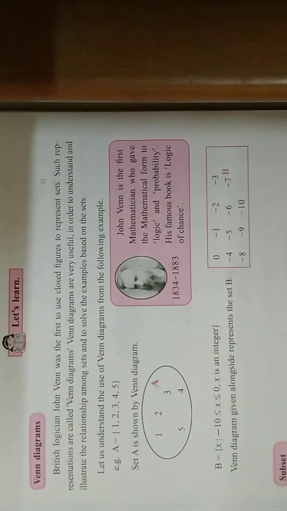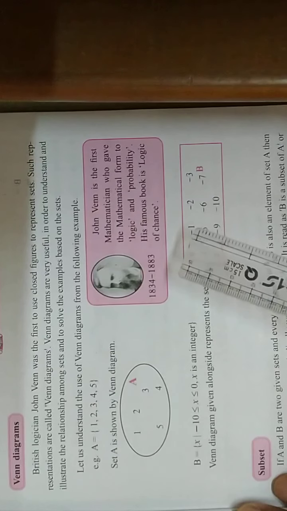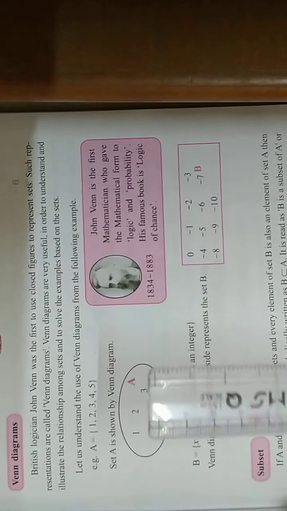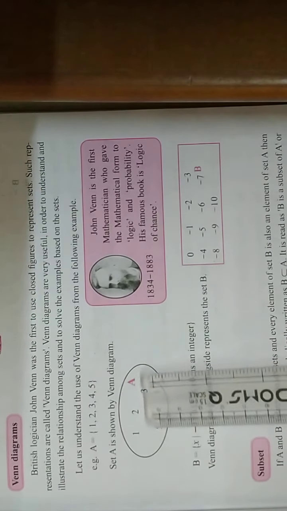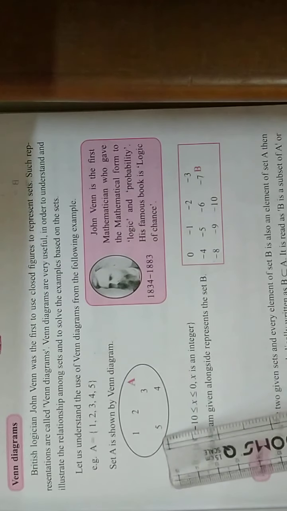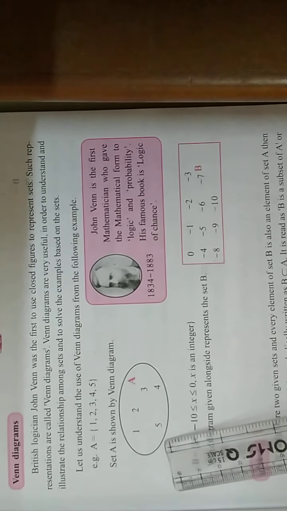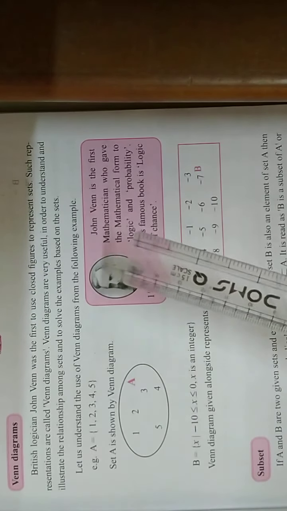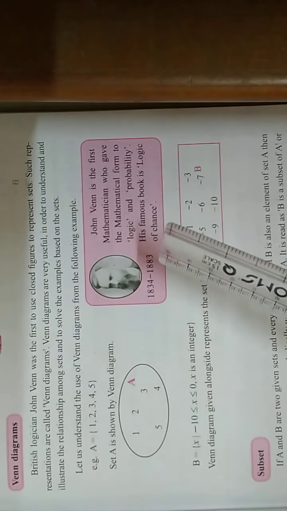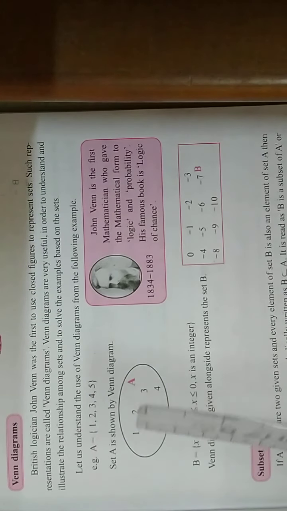In the book, the dot is not given. Sometimes it may be used or not be used. So this is a Venn diagram. This is a simple representation of a set using a Venn diagram.